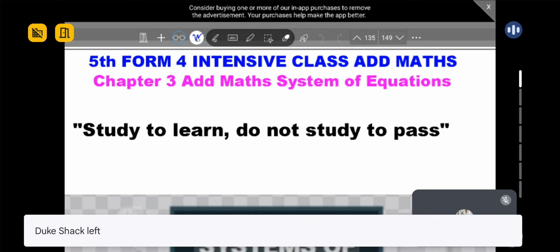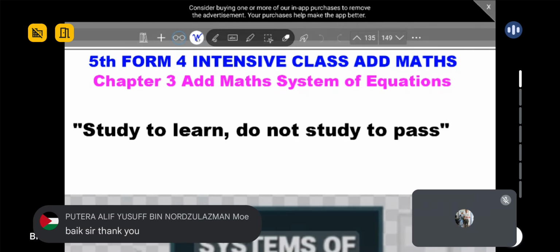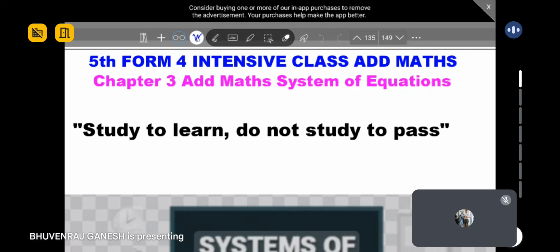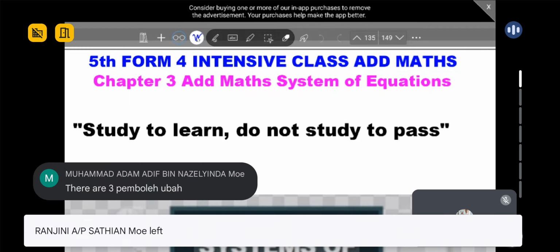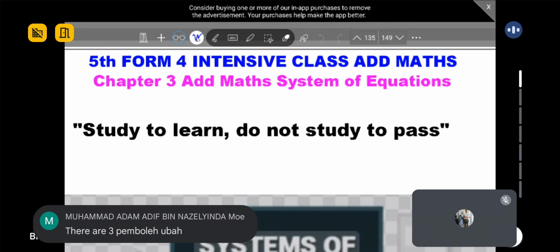So guys, what do you know about system of equation? Can you tell me generally, apa yang kamu faham tentang bab ni? What do you all understand from this chapter, from Form 4 Chapter 3? Cuba comment. What do you understand generally? Any keywords? Ada apa-apa kata kunci yang boleh keluar di minda kamu bila nampak bab ni?